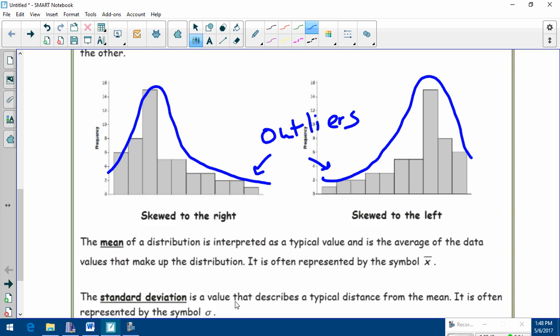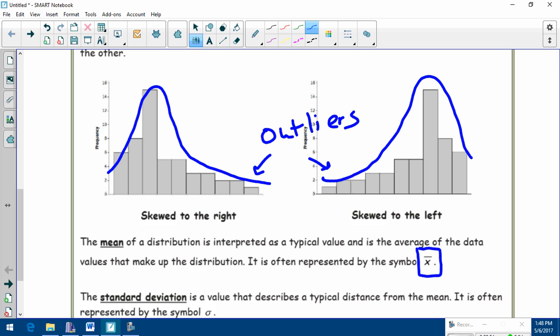It says the mean of a distribution is interpreted as a typical value and is the average of the data values that make up the distribution. It's often represented by the symbol X bar. So I'm going to be using that a lot this year also. X bar means average, so mean, think of the word average, when you add them all up and divide by however many data elements there are.